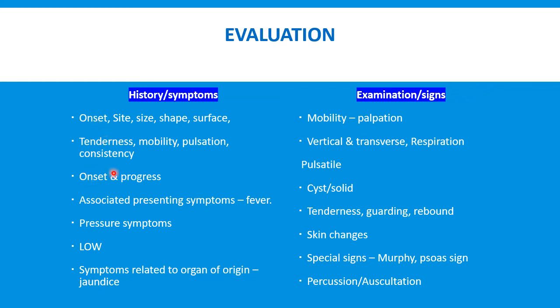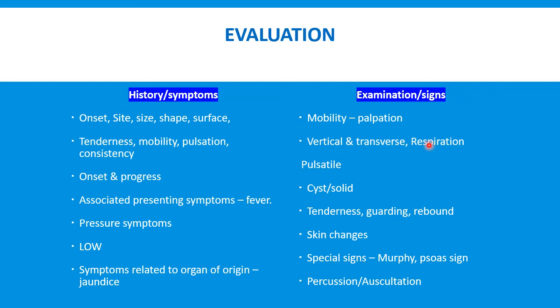Having gone through these details of this important history, then you go to the examination to detect signs of the lump. Okay, first as I said, mobility is very important. This is to be determined very carefully by careful palpation. Mobility in the vertical and transverse directions, and also mobility with respiration. As I said, intraperitoneal masses are usually freely mobile with respiration as well as by palpation. Whereas retroperitoneal masses are usually immobile or with limited mobility because they are plastered onto the posterior abdominal wall by the parietal peritoneum.